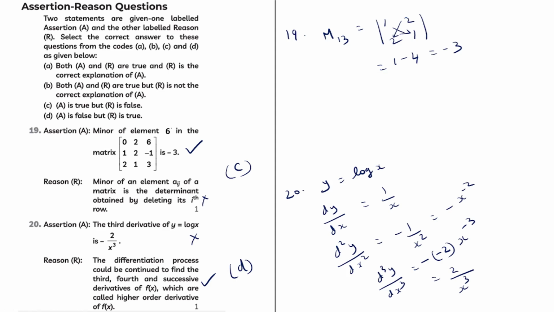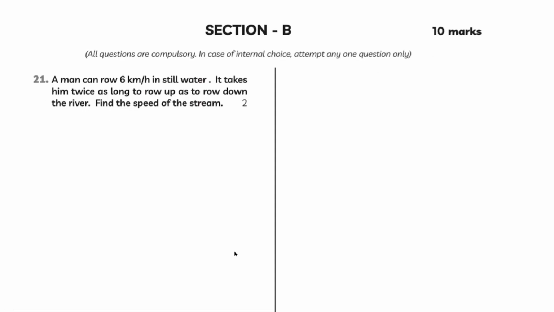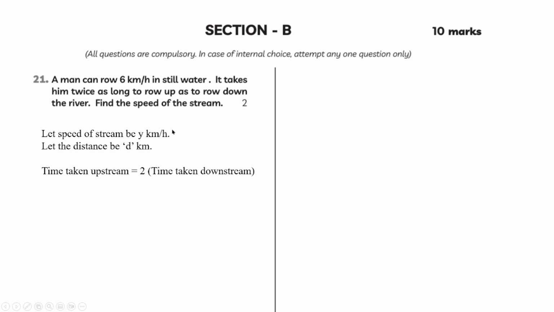So these are the questions from section A. Now moving on to section B. A man can row 6 km per hour in still water. It takes him twice as long to row up as to row down the river. Find the speed of stream. So here the speed of the boat in still water is given, and it is given that it takes him twice as long to row upstream than to row downstream. We have to find the speed of stream.